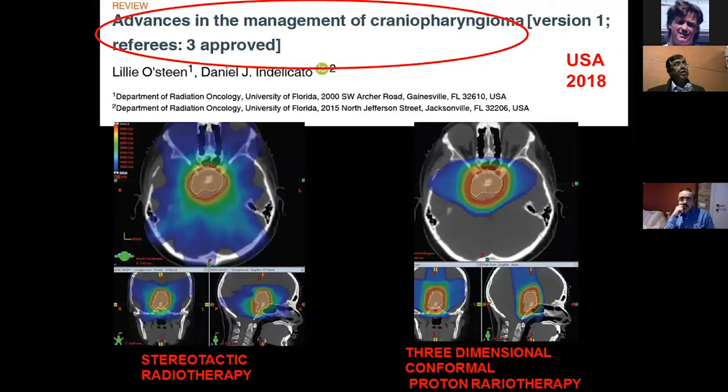Advances in the management of craniopharyngioma by radiation. So radiation is developing, but it is not the first line of treatment. It is not the main line of treatment. It comes third, fourth, fifth line of treatment.